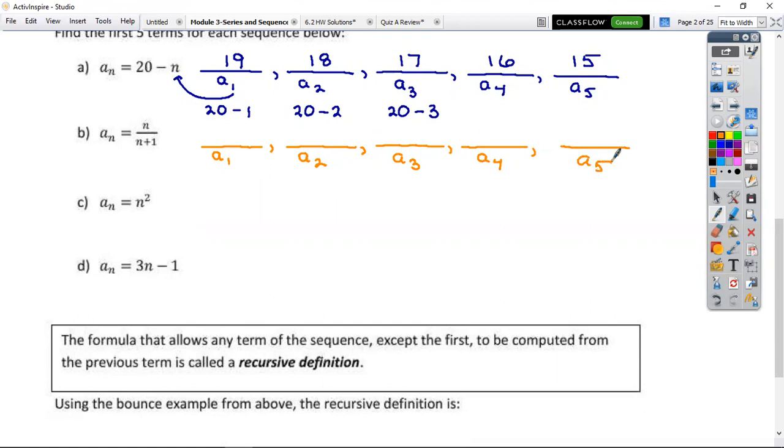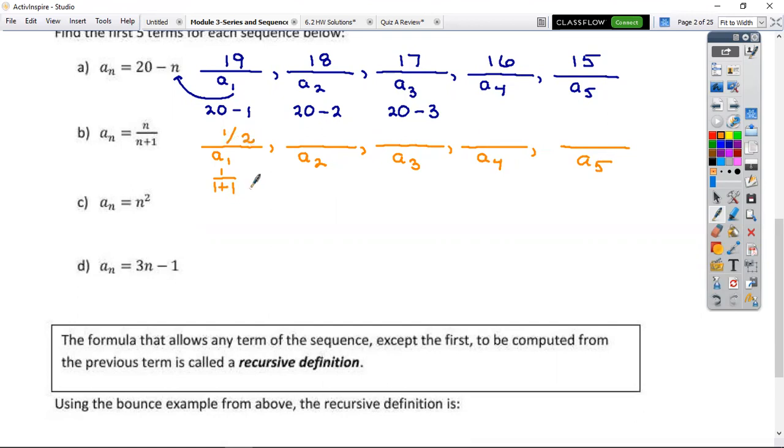And you're going to substitute these in. So I'm going to take the 1 and I'm going to plug it in every single place I see an n. So this becomes 1 divided by 1 plus 1. So this is just 1/2. Now you do it again.